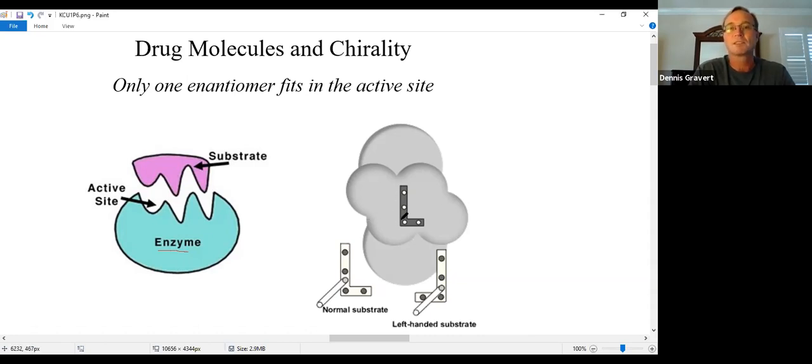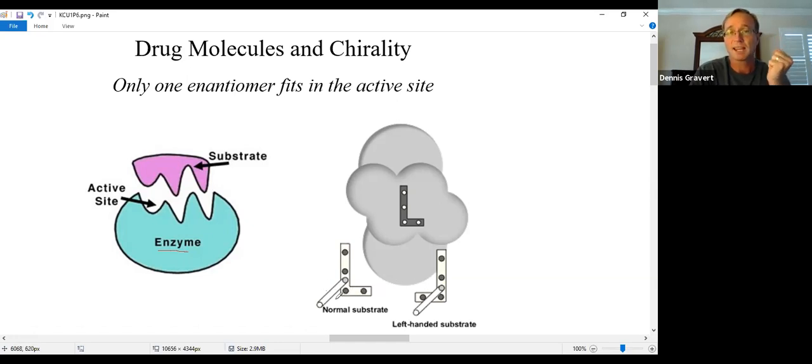This blob with a letter L carved into it represents the enzyme, the protein. And then here, this L, maybe think of it as made of metal with a handle on it. This is the normal molecule. And then here's the mirror image. The L is backwards. If you hold up a mirror, one is a reflection of the other.